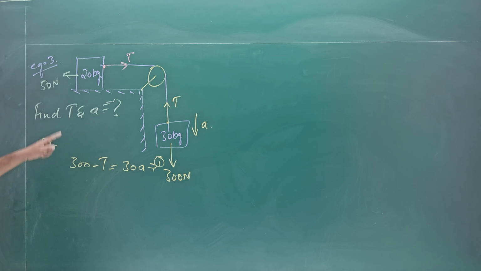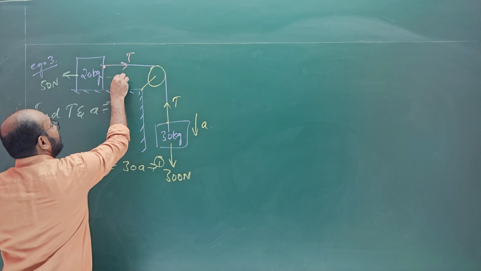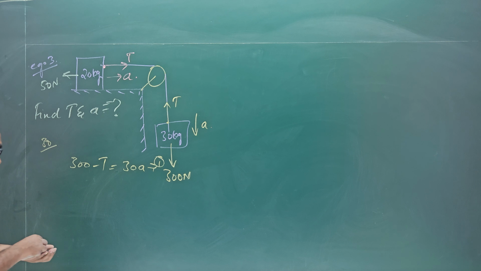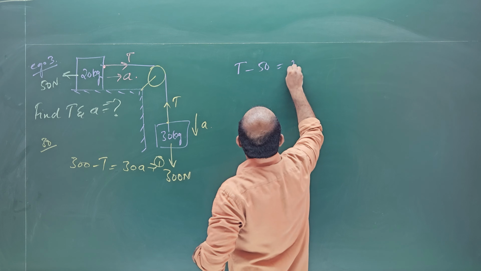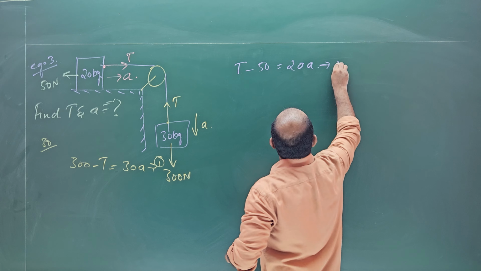Yes or no? Okay. So if that one is going in the downward direction, obviously this one will be going in this direction with the same acceleration. Why? Because the pulley is again fixed. Who is greater, T or 50? T. So T minus 50, which is equal to 20A. This is your equation number 2.